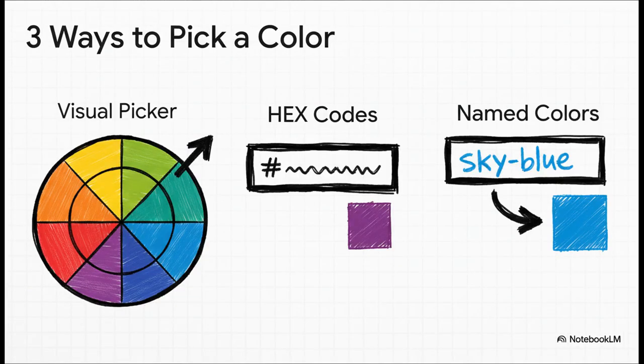Of course, you have your standard visual color picker, and yup, you can type in exact hex codes if you have them. But this last one, the named colors feature, this is a total game changer. You can literally just type coral or sky blue, and it finds the closest match instantly from a database of over 1,000 colors. What a time saver.